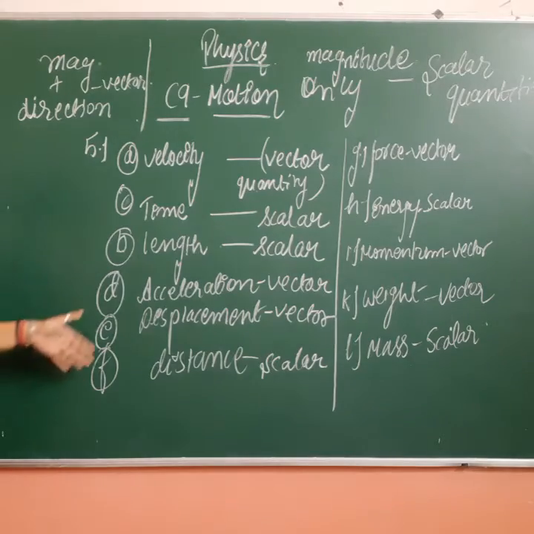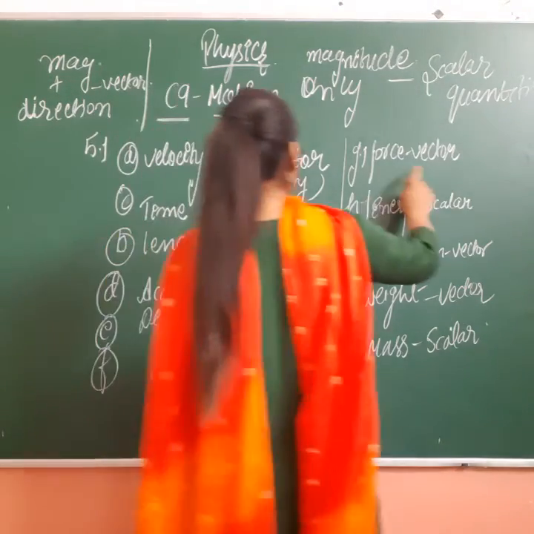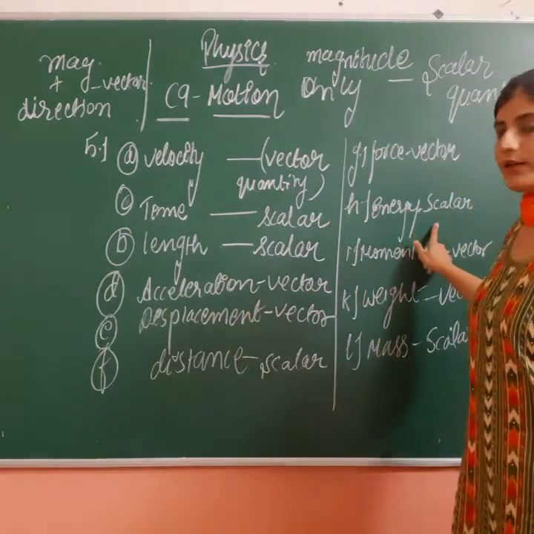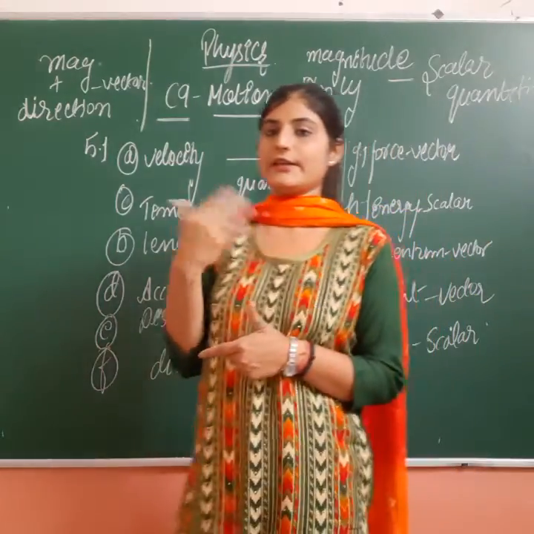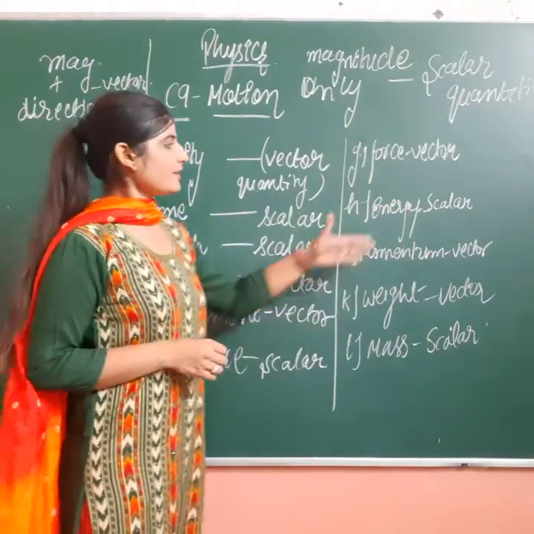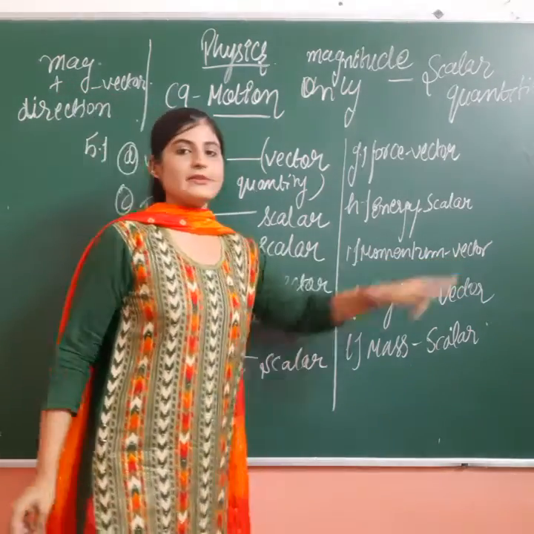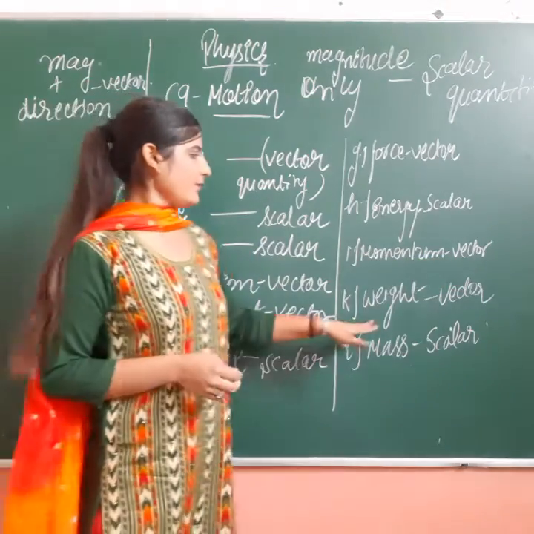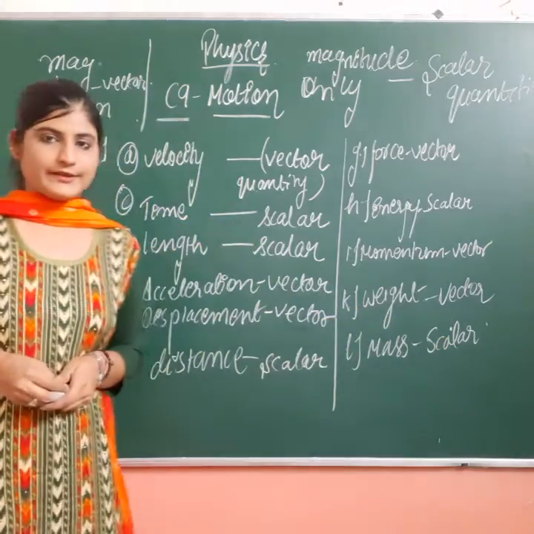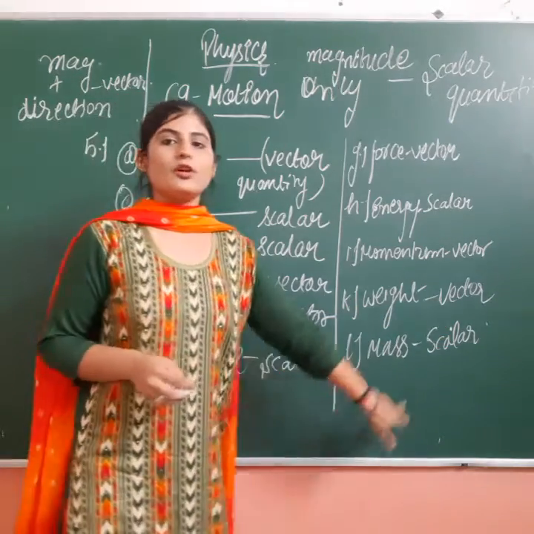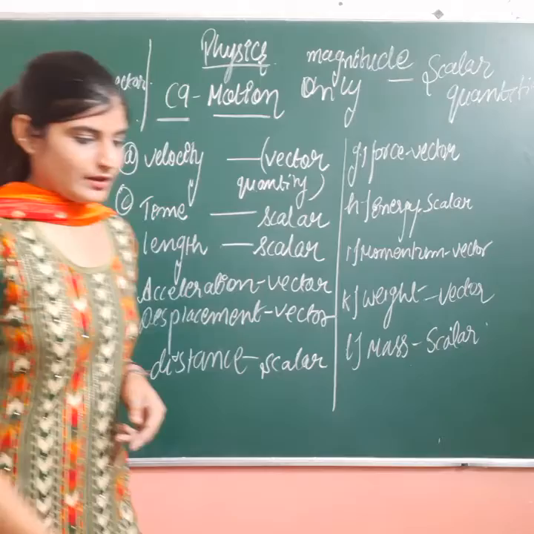So I have written each and everything. Force is a vector quantity, energy is a scalar quantity. Energy means, in a way, work done. Work done is independent of the direction. Okay. Next is momentum, that is a vector quantity again. Weight is a vector quantity, we have discussed. Now mass is also a scalar quantity.